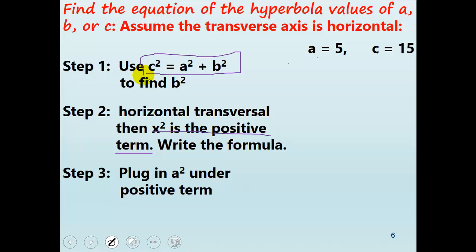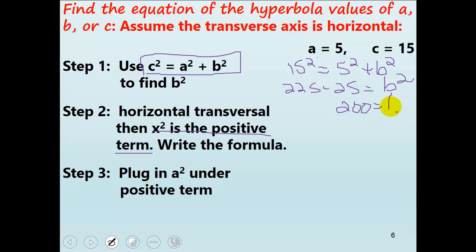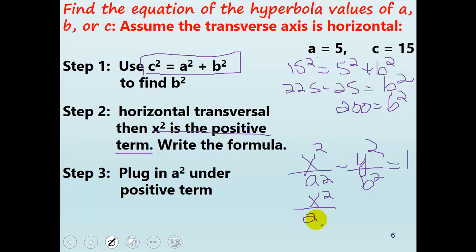So I have 15 squared is equal to 5 squared plus b squared, okay? So this is 225 minus 25 is equal to b squared. So 200 is equal to b squared, okay? So now I'm going to plug everything in. So I have x squared over a squared minus y squared over b squared equals 1. Okay, so that means I have x squared over 25, because that's what a squared is, minus y squared over b squared, 200, is equal to 1.